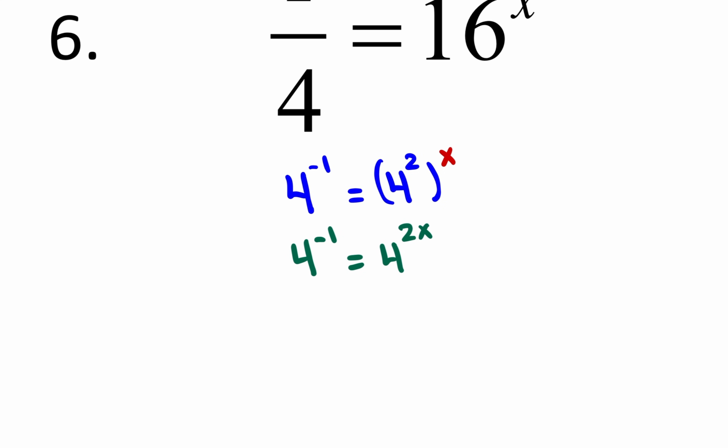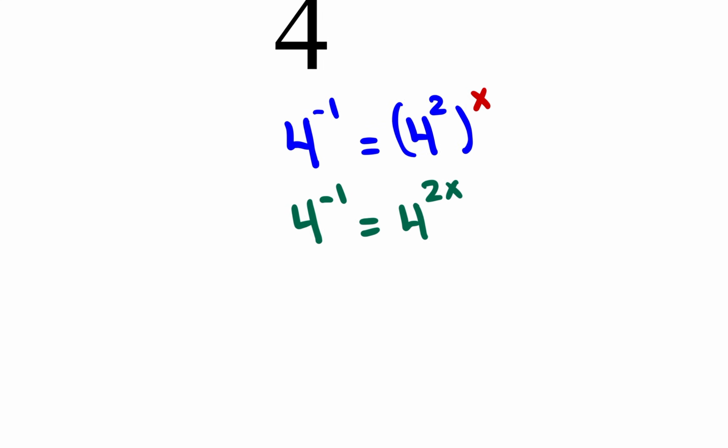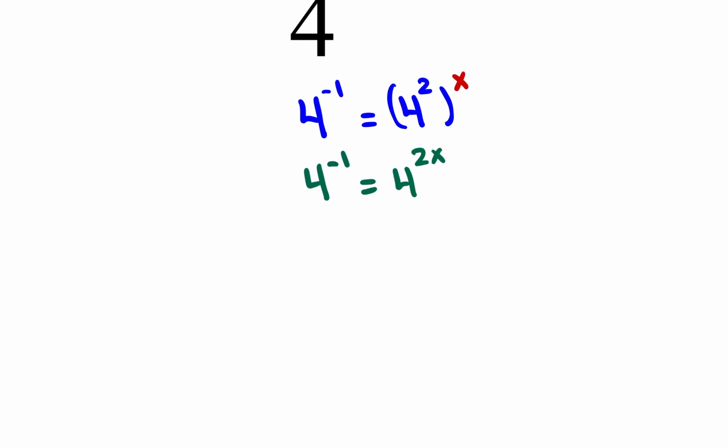Now, looking at this, we have what? We have the same base, so we can set the two exponents equal to each other. So I have -1 is equal to 2x. We divide both sides by 2. And this will leave me with a final solution of -1/2.